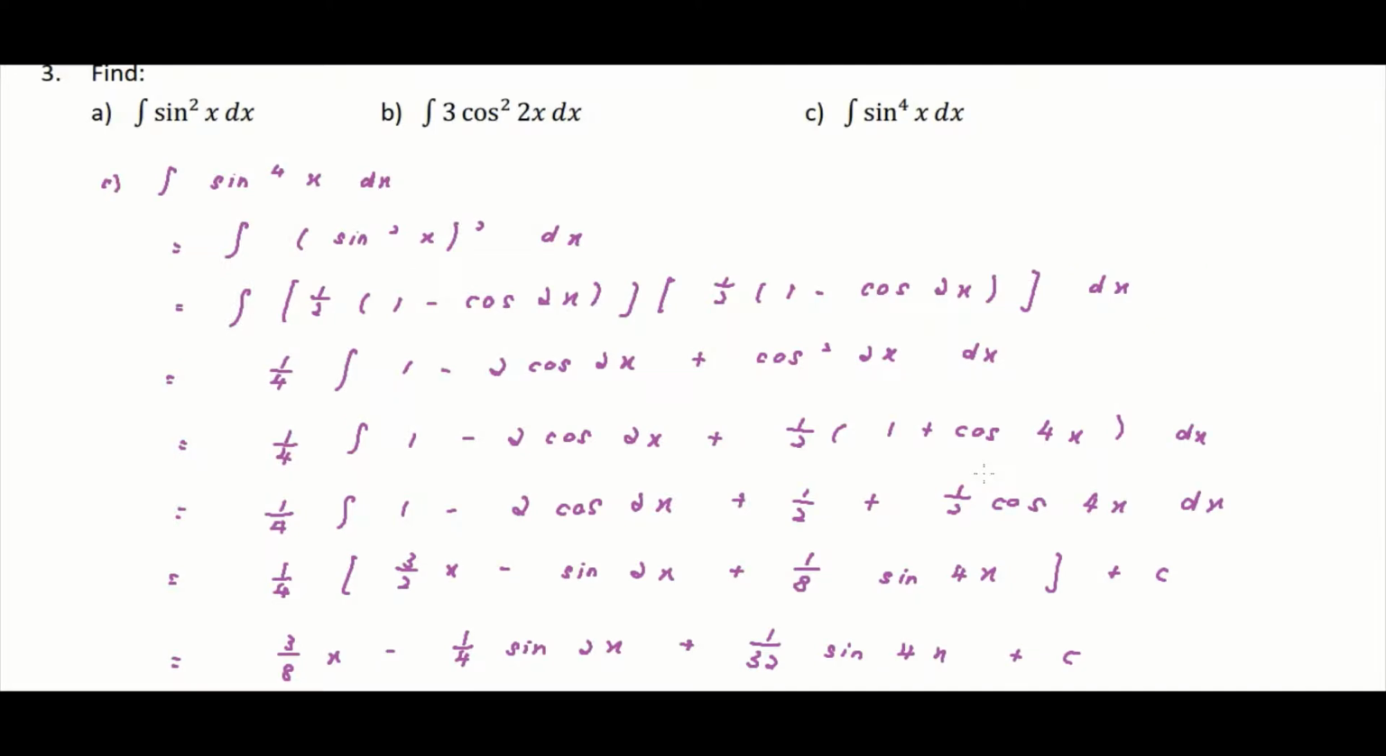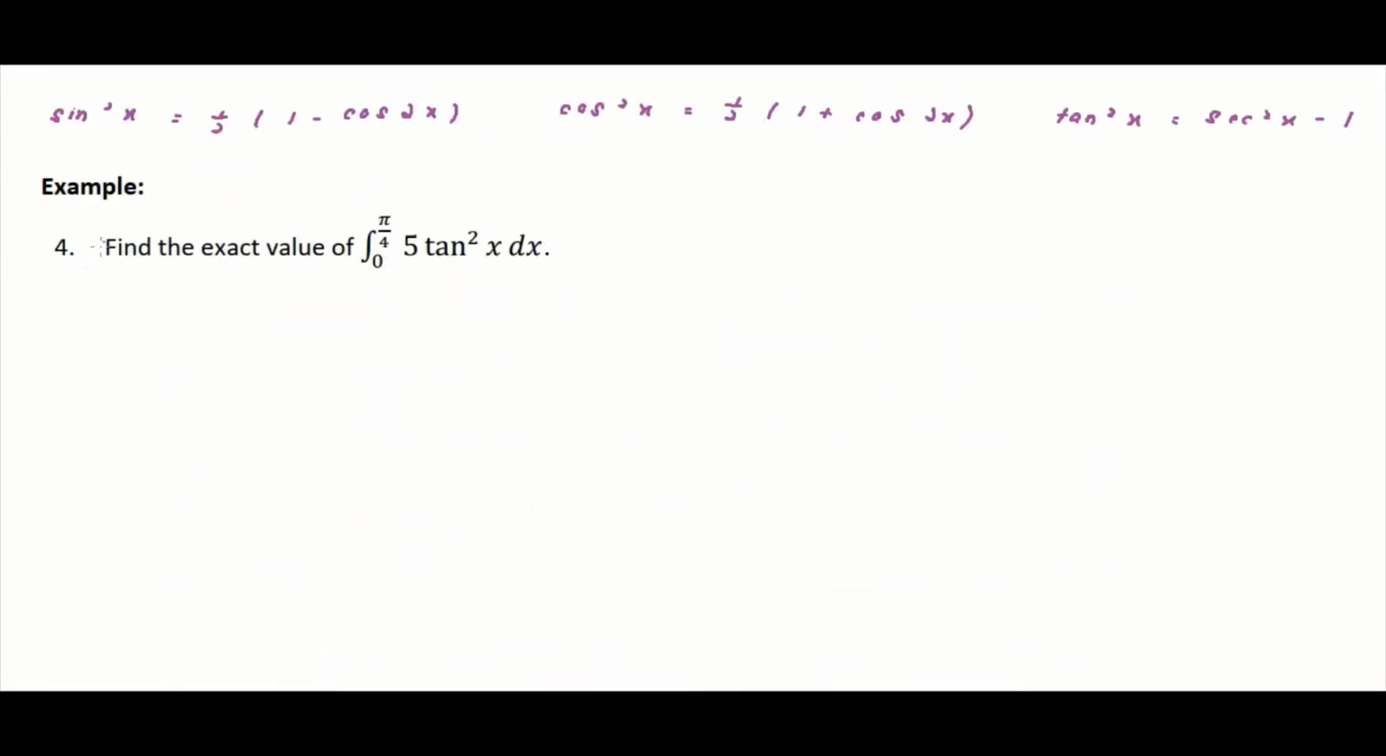Okay, so let's move on to number 4. Number 4, find the exact value for the definite integral from 0 to pi over 4 of 5 tangent square x dx. So same thing, we can try to take out the constant first. We know that we can't integrate tangent square x, right? So that's why we need to change the tangent square x into secant square x minus 1.